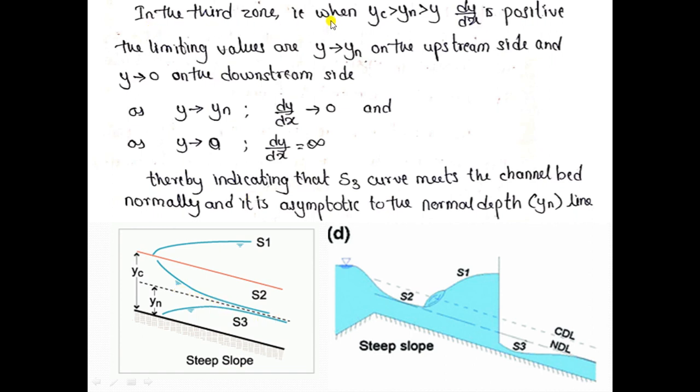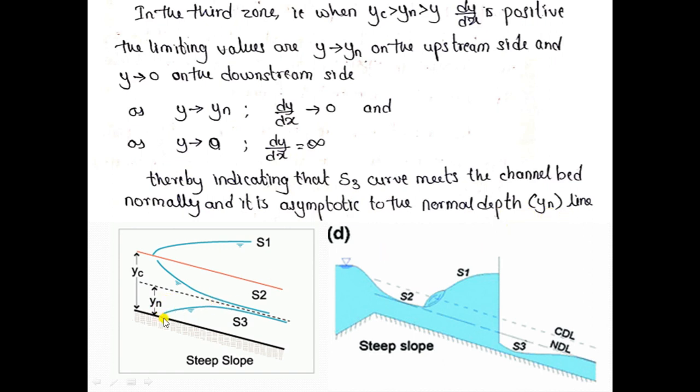In the third zone, that is the depth of flow is less than both the critical depth and normal depth, dy by dx is positive. The limiting values here are y tends to the normal depth on the upstream side and y tends to 0 on the downstream side. So, as y tends to the normal depth yn, dy by dx tends to 0, and as y tends to 0, dy by dx tends to infinity, thereby indicating that S3 curve will be meeting the channel bed normally and it is asymptotic to the normal depth yn.